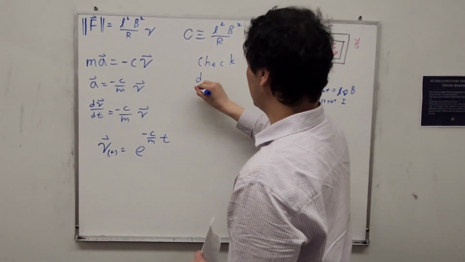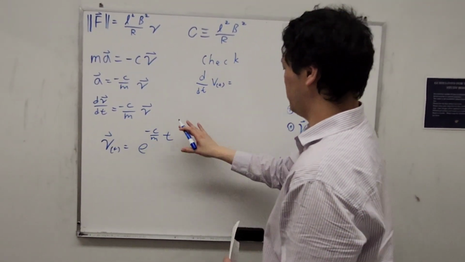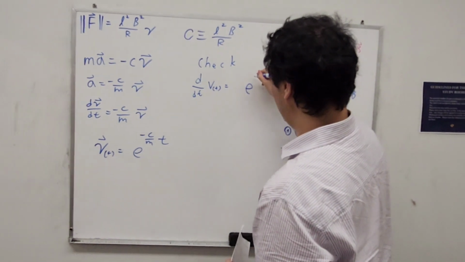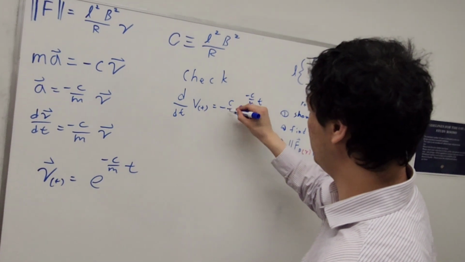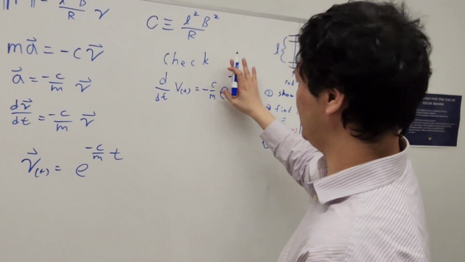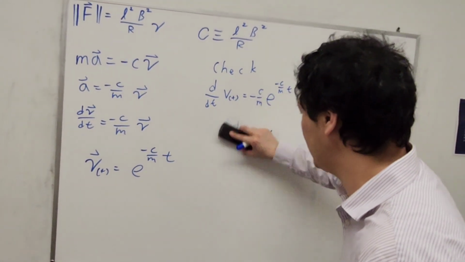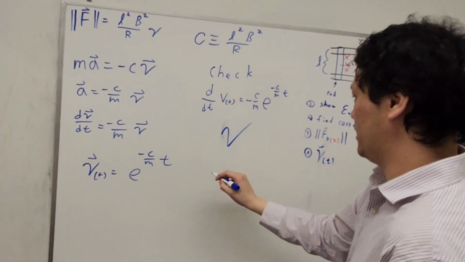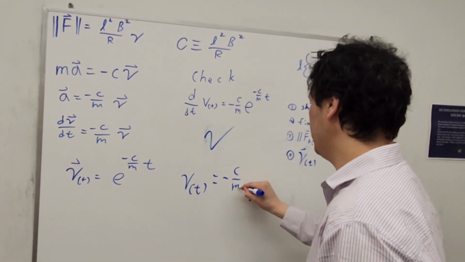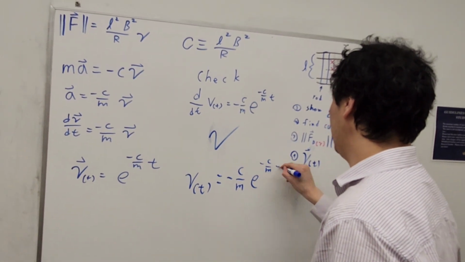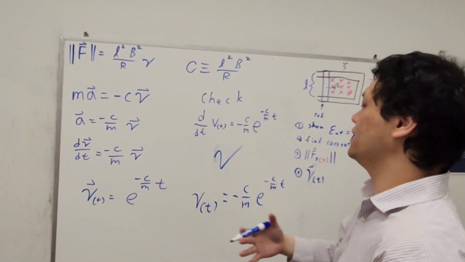So take the derivative, d/dt of the velocity. Well, we just need the chain rule. So this derivative is exactly the same, and then we do the chain rule here. And yeah, so this is velocity with negative C over m, so this checks out. So this is correct. So we know the velocity as a function of time is e to the negative C over m times t. And we can actually substitute this into this function, and then we'll get the force as a function of time.